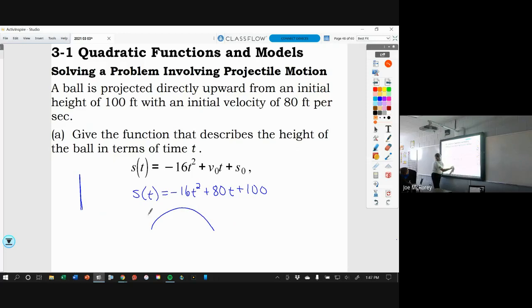If I was graphing this, I started at 100 feet above the ground. So here's the ground.